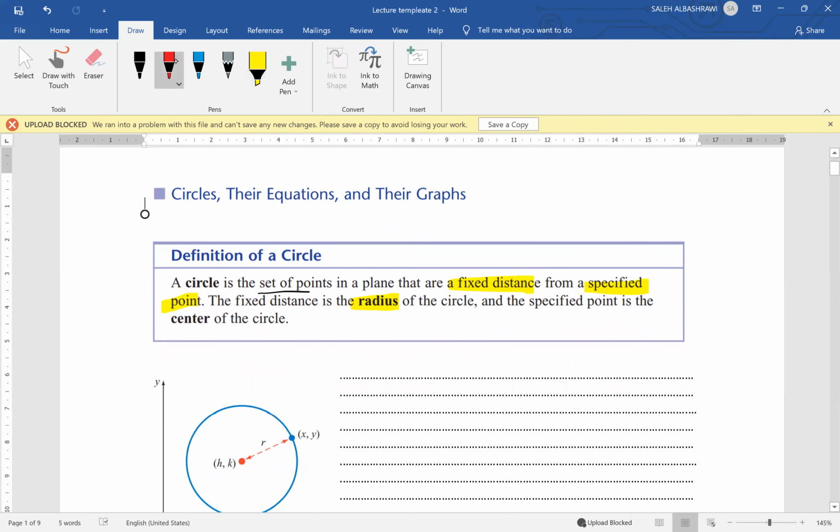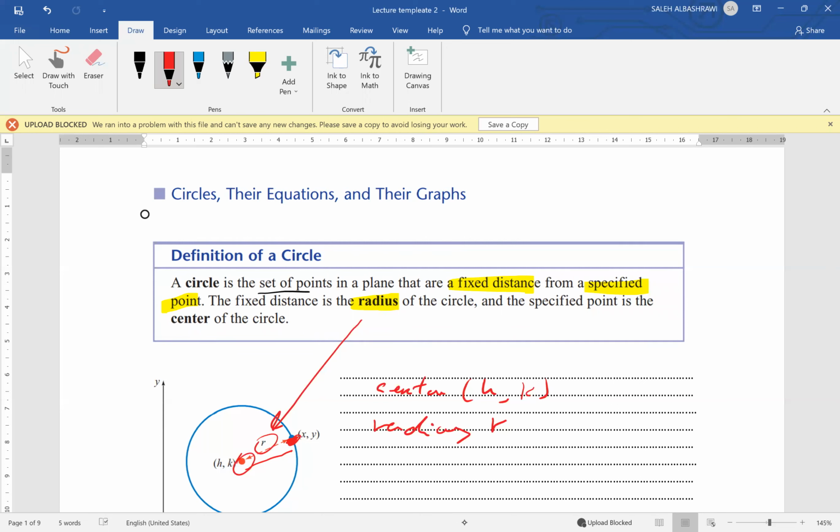So the first element for the circle, we have this distance, and the distance between a point on the circle and a fixed point is called the radius, denoted by r. So the fixed distance is the radius of the circle, and the specified point is the center of the circle. We have the center given by h and k, and we have the radius r, which is the distance.